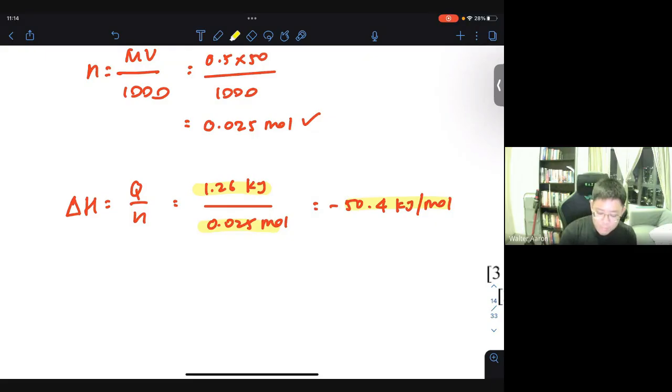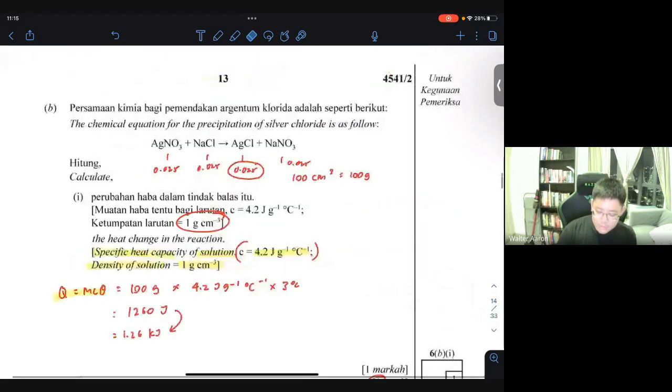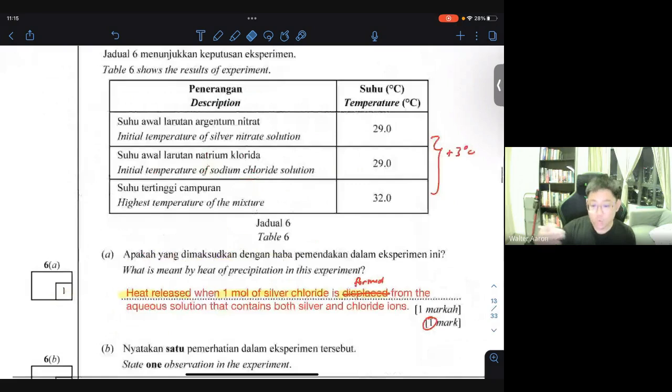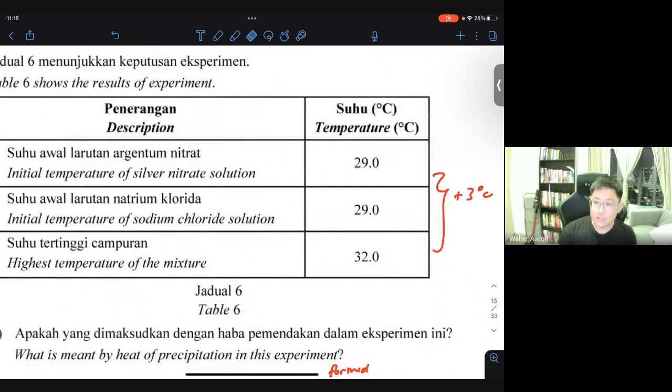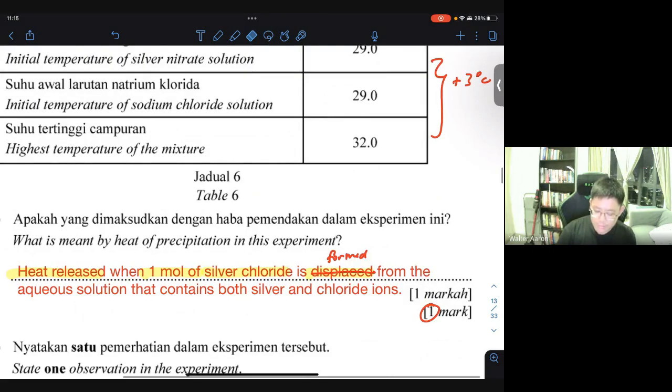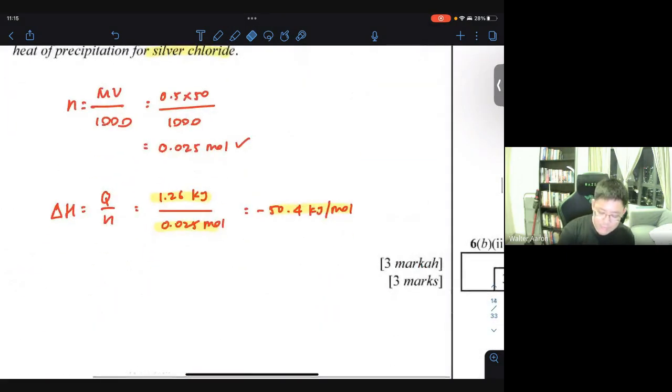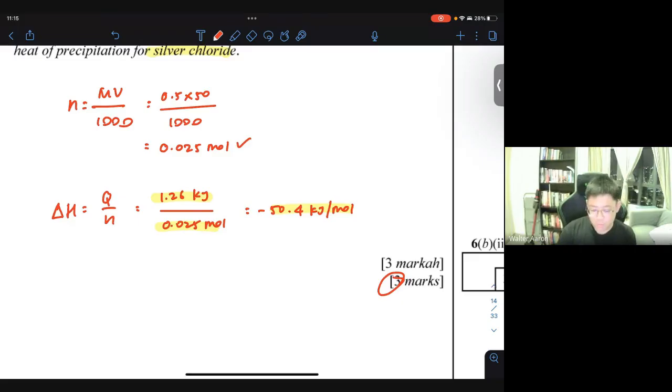kilojoules per mole. Now, one very important thing to remember is to include the negative or the positive value, okay? Negative value means exothermic reaction. Positive value means endothermic reaction. So how do I know when to put this negative or positive? So you look at the question itself, okay? The question here says the temperature actually increased from 29 to 32 degrees Celsius. That tells you that it is actually an exothermic reaction already. So in this case, if it's an exothermic reaction, you must have a negative delta H value. So therefore, let's add negative value there. Then you'll be able to get 3 marks already. Very simple.